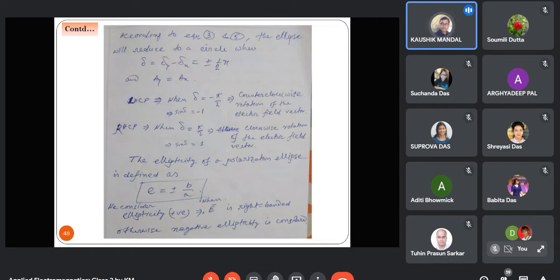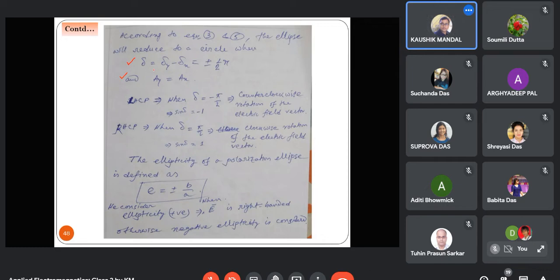Next, from the general case, we now have to consider the case of circular polarization. An elliptically polarized electromagnetic wave will be circularly polarized under two main conditions. The phase difference between the two components will be plus or minus pi by 2. That means there is a quadrature phase difference between the two components of the electric field vector.